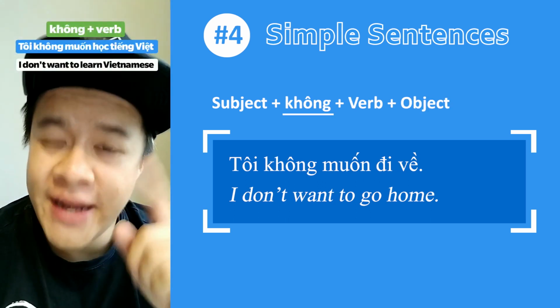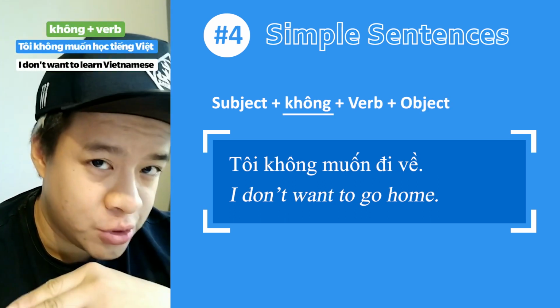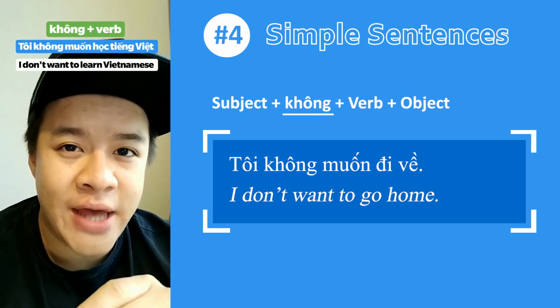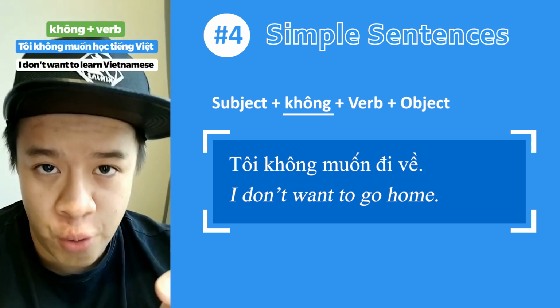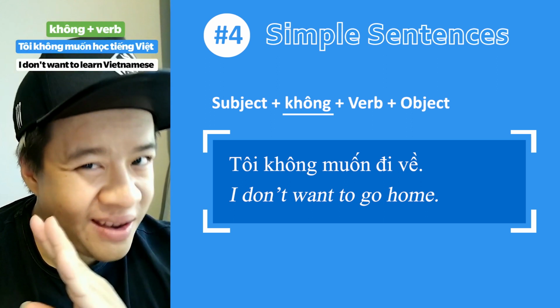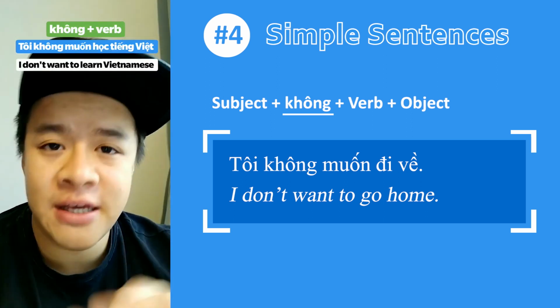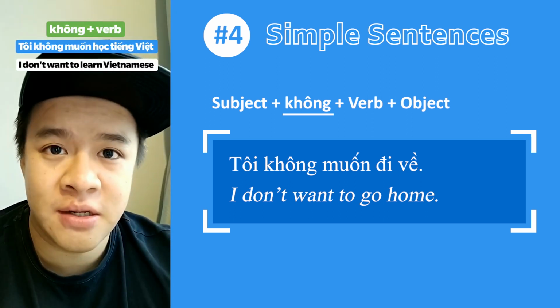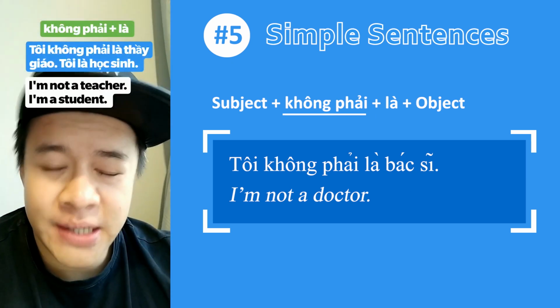If you want to form a negative sentence, for example, I don't want to study Vietnamese, you need to add the word không in front of the verb. For example, tôi không muốn học tiếng Việt. Tôi không muốn học tiếng Việt. For the verb to be, là, it's a little bit special.